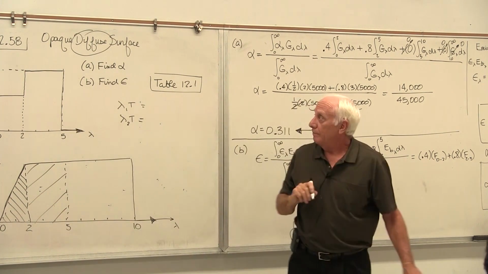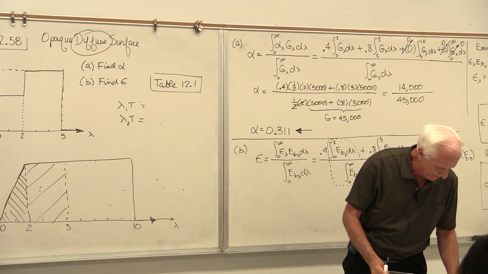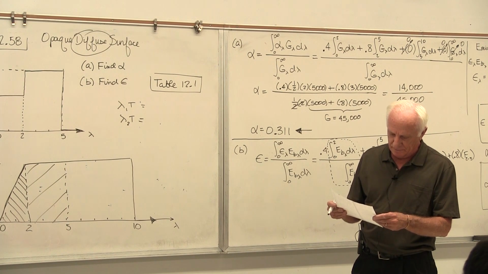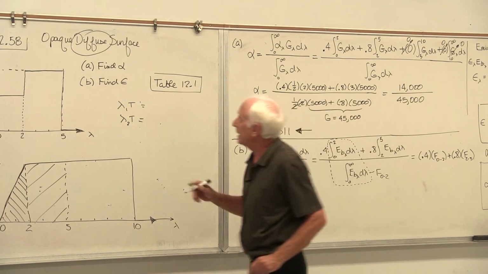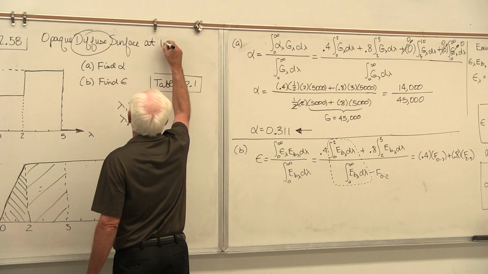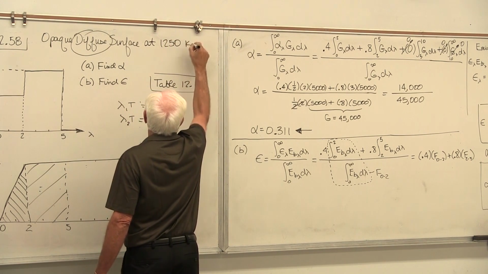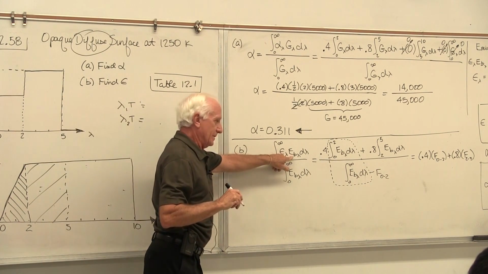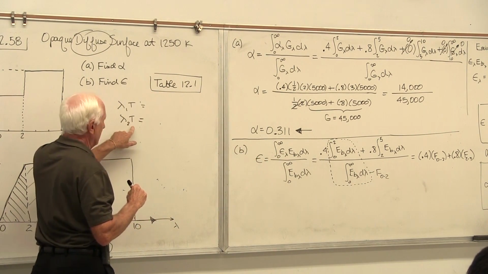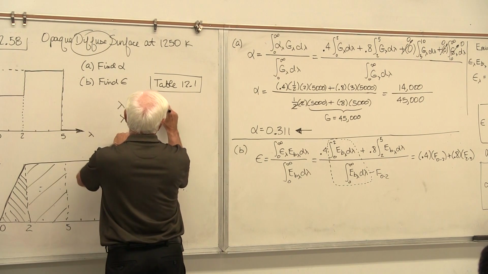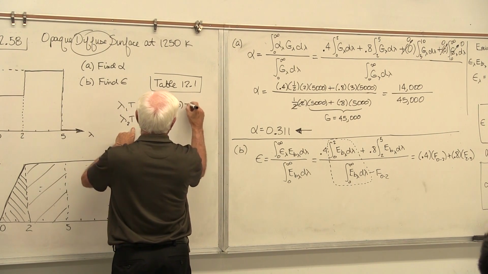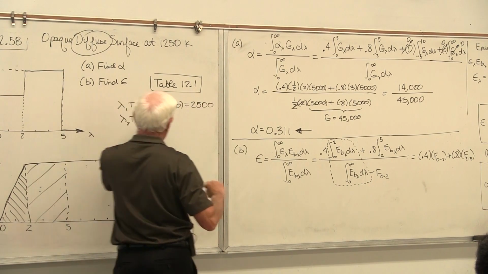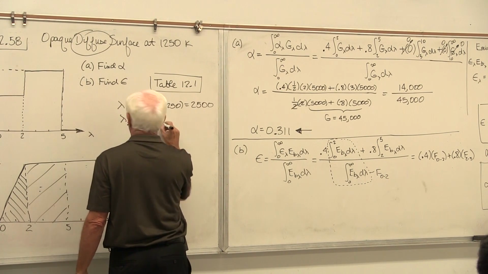Okay, let's read the problem. The temperature of the surface is 1250 K. That's the temperature of the surface, of course. So we have 2 microns times 1250 K, 2500. Lambda 2 is 5 times 1250, pardon.